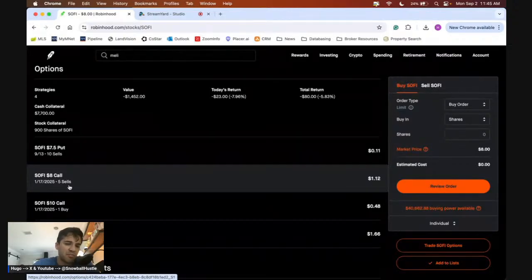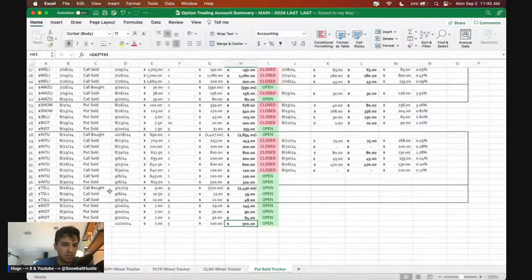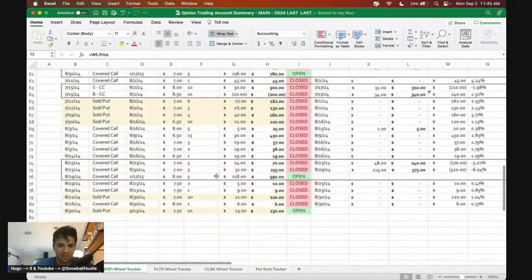why you have to be very important to do the math, because when you're rolling shares up, it's not just about the credit, it's about the appreciation that you get from the stock, right? So let me show you what I mean by that. Let's go to the wheel tracker. Let me see if I can find, okay, here it is.